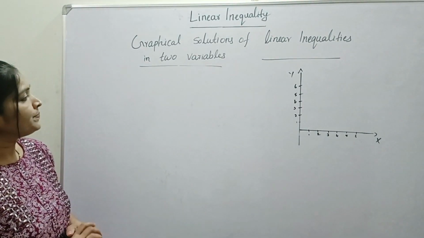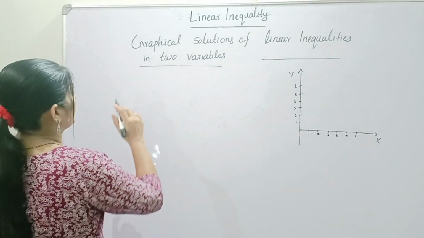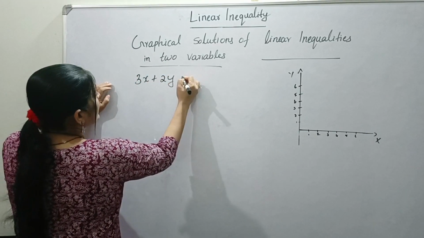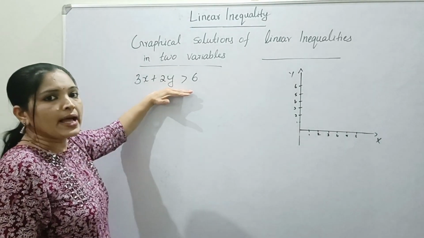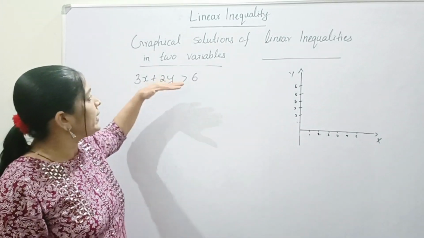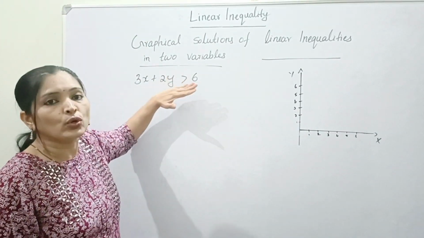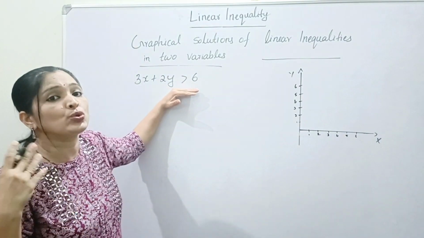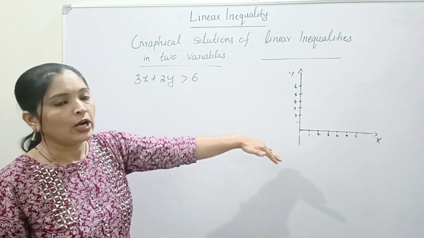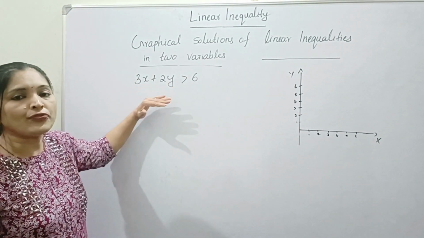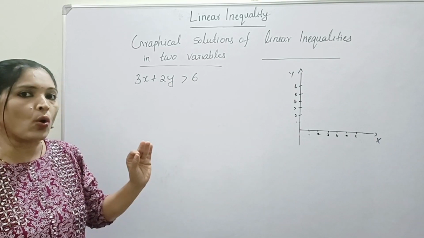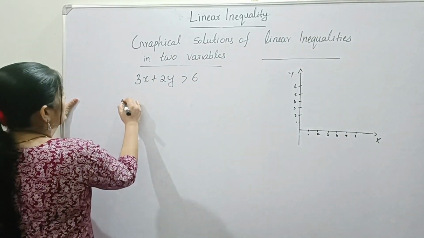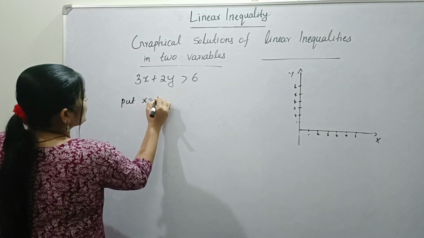So here, let us go to the example. First example: 3x plus 2y greater than 6. It is the given inequality. Here we have to find the solution. Solution means we have to find the feasible region where the solutions are lying in the graph. For that, first of all, we have to put x equal to 0 and y equal to 0 in the equation. First, let us put x equal to 0.